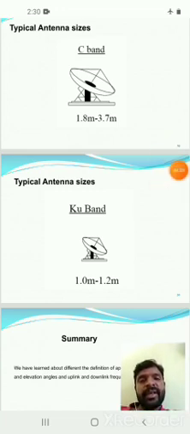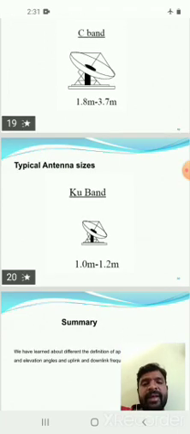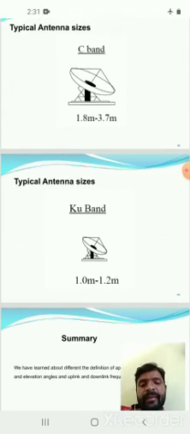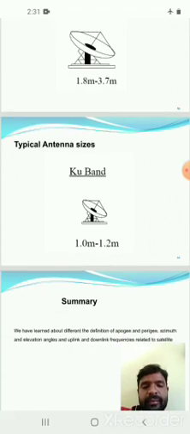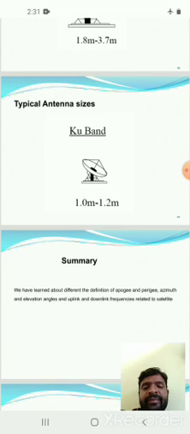In this way, the antenna sizes are designed. For high frequencies, the antenna size decreases. For low frequencies, the antenna size increases. Here, dish antennas or parabolic reflector antennas are used. So in this we learned about different definitions like apogee, perigee, azimuth angle and elevation angle, and uplink and downlink frequencies of satellites.